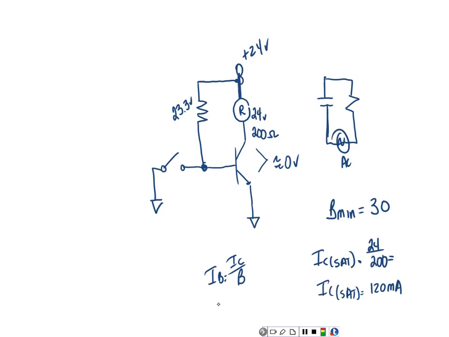So IB, the saturated current, the minimum saturated current we need. Once you saturate the transistor, it's saturated, so it doesn't hurt to put more current into it. It hurts to put less, right? If I put less IB, then we're counting on a beta bigger than 30 to cause this thing to saturate. And we're not trying to create something that might saturate. We want to create something that is going to saturate.